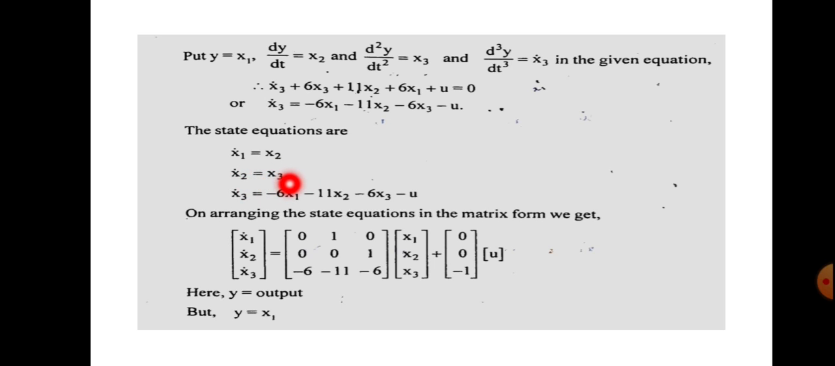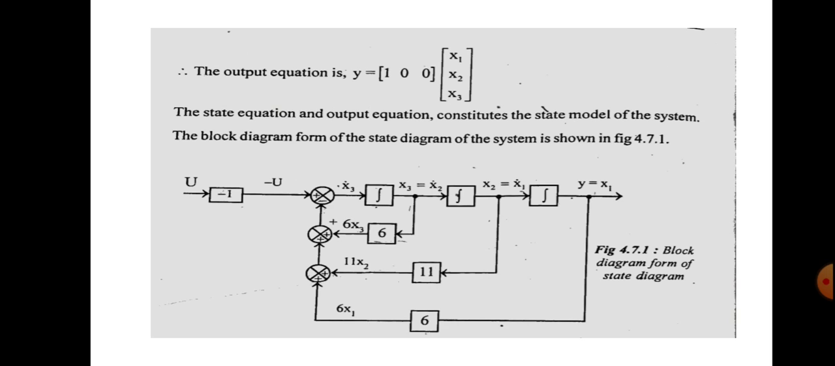So x3 will be obtained from x2 dash. That means there is a derivative term x2 dash. So corresponding to this x2 dash or x2 dot, there will be an integrator, because in order to get the x2 signal, what you need is an integrator. So you can draw the next integrator near to that x3.